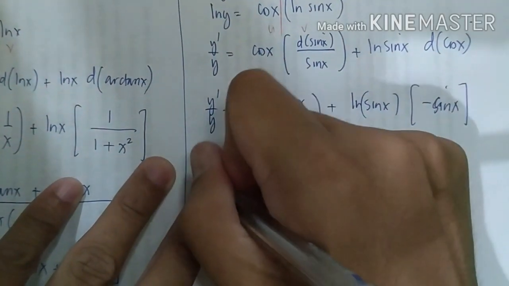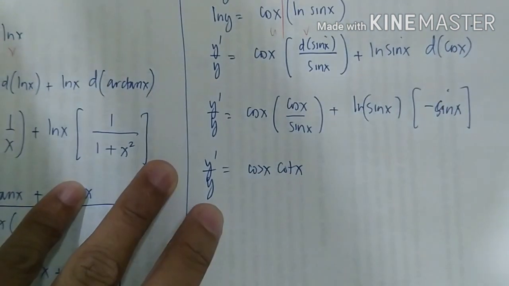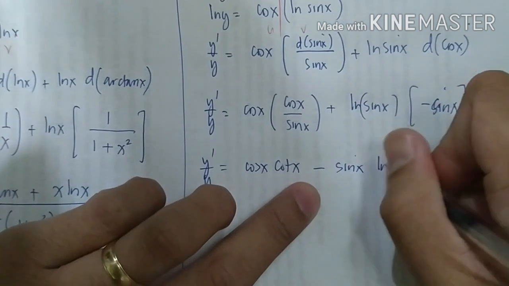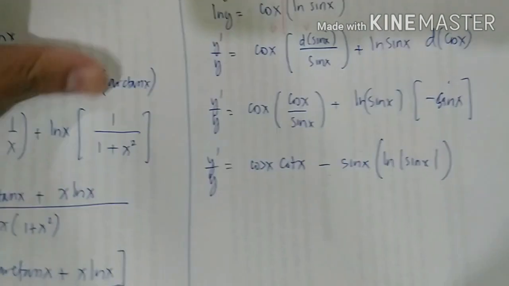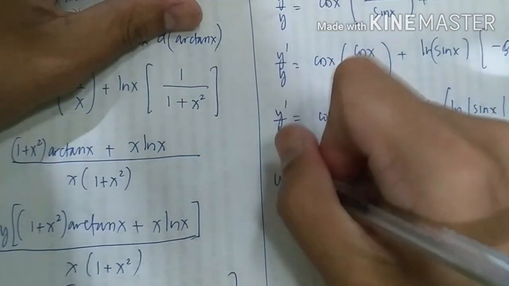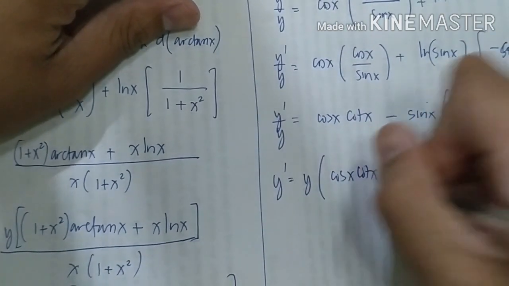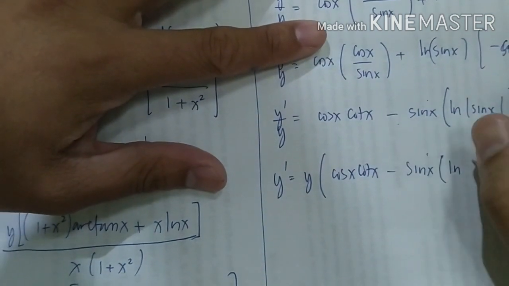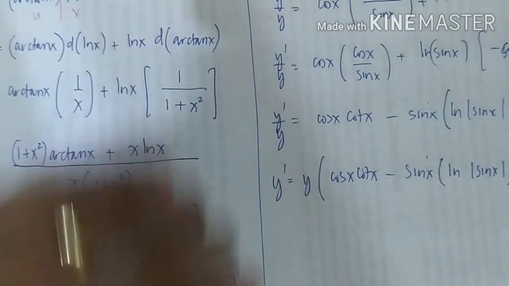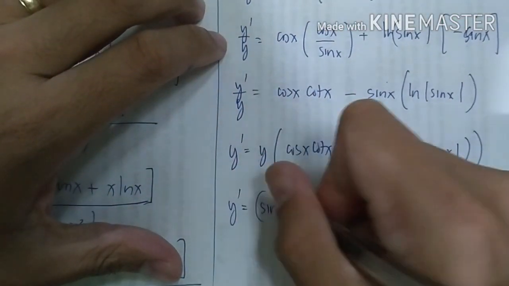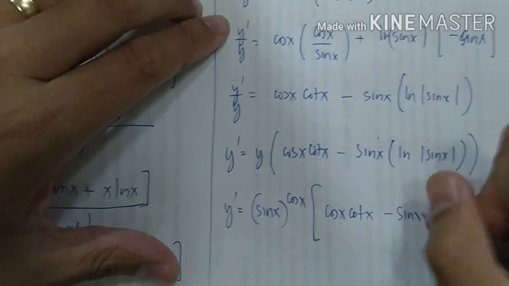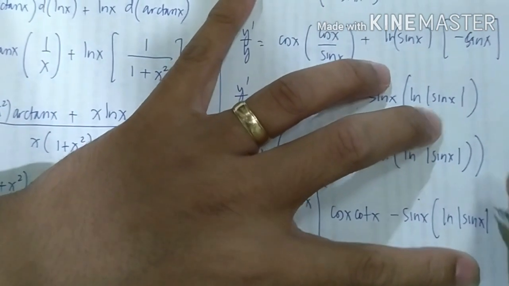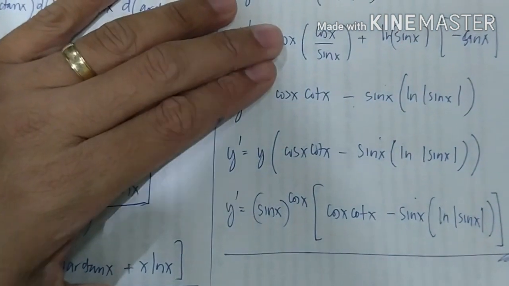So, your y prime over y here is cosine x, cotangent x, minus sin x, ln sin x. Kasi ito, times yun is negative sin x times ln sin x. So, pwede natin siyang enclose like that. And then cross multiply. So, magiging y prime is y times the quantity cosine x, cotangent x, minus sine x times the quantity ln sine x. But y is sine x raised to cosine x. So, your y prime here is sine x raised to cosine x times the quantity cosine x, cotangent x, minus sine x times ln of sine x. That's our final answer.